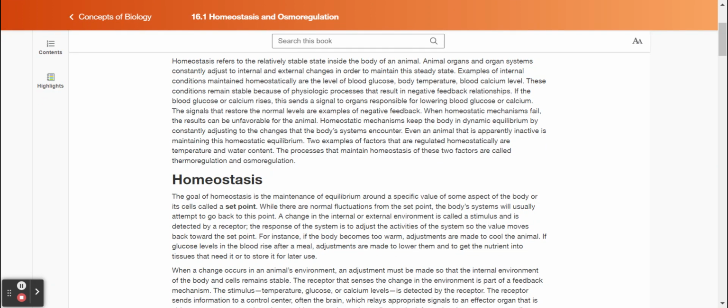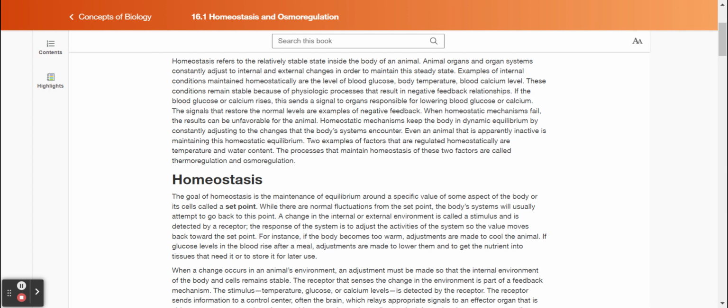Homeostasis refers to the relatively stable state inside the body of an animal. Animal organs and organ systems constantly adjust to internal and external changes in order to maintain this steady state. Examples of internal conditions maintained homeostatically are the level of blood glucose, body temperature, and blood calcium level. These conditions remain stable because of physiologic processes that result in negative feedback relationships.